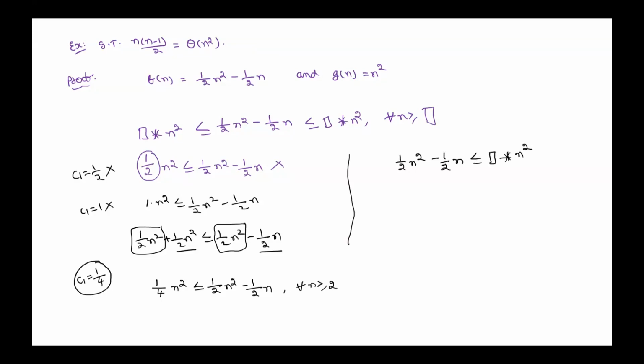This is very easy, no? Tell me, what is the value of C2? C2 is 1 by 2. Simply even 1 by 2 will do, no? Because we are subtracting, that something also from 1 by 2 into n square, because both are same. Here we are subtracting, so automatically it is true. But it will be true for all n greater than or equal to 0.